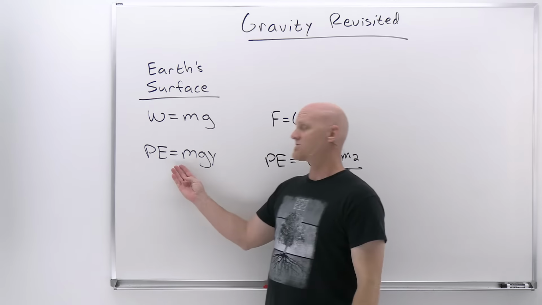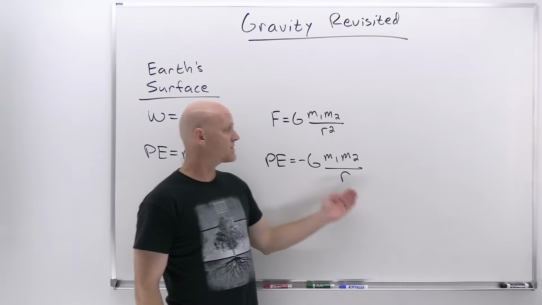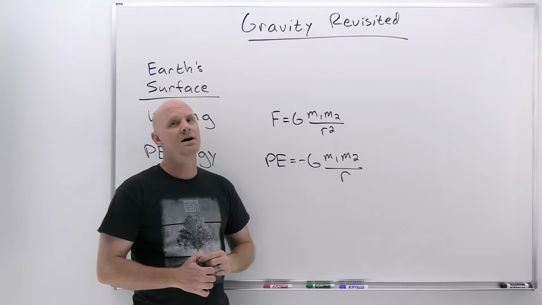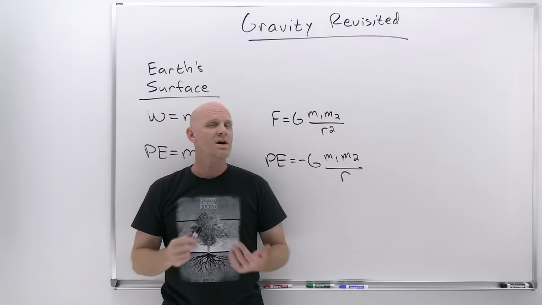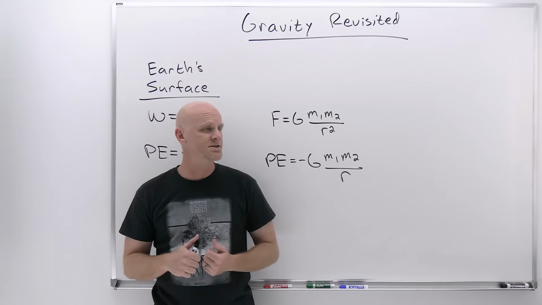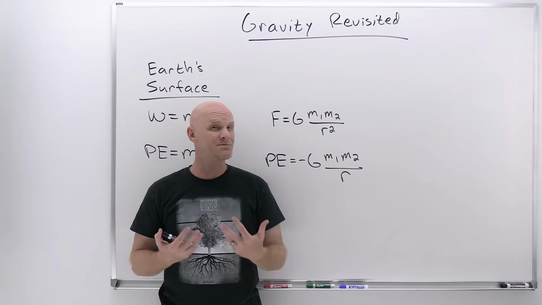Again, if you're near the surface of the Earth, there's nothing wrong with this formula. But if you're not near the surface of the Earth, this is now the universal formula for the potential energy due to gravity. So the rest of this lesson, we're going to be talking about planetary motion and doing relevant calculations. And one of the terms that's going to come up is called escape speed, sometimes called escape velocity.